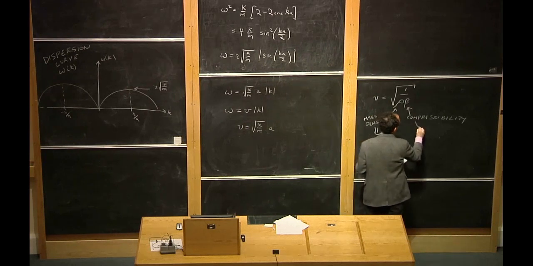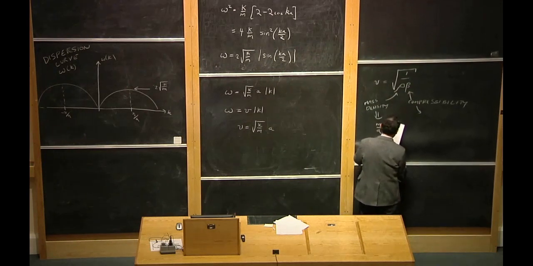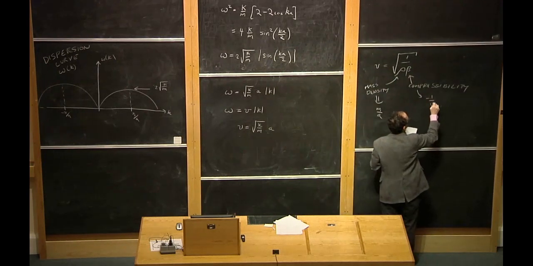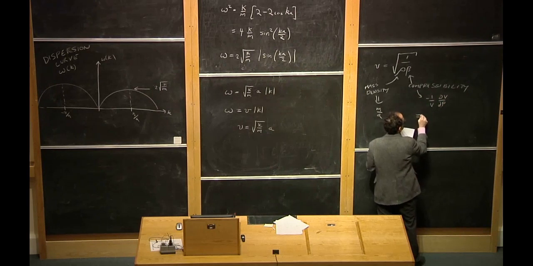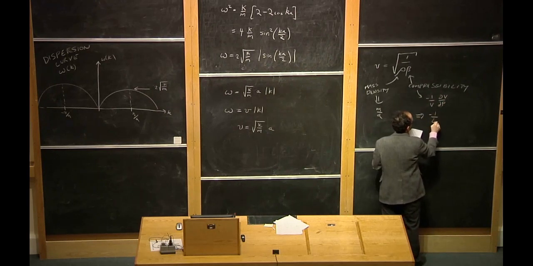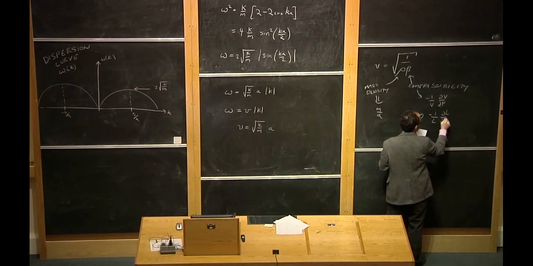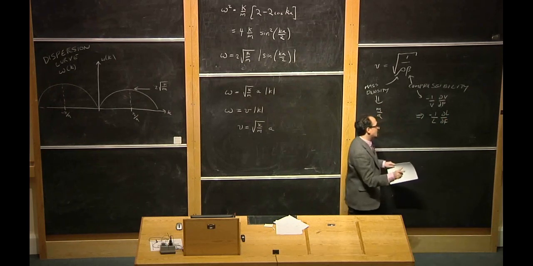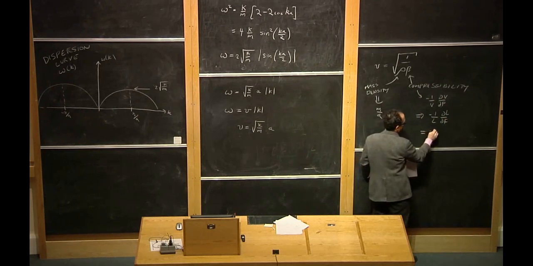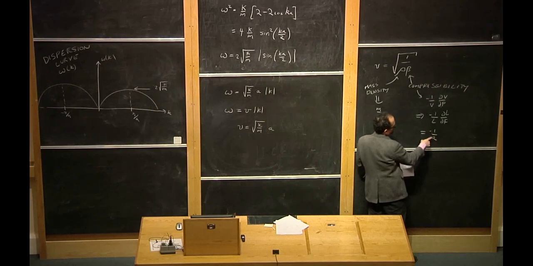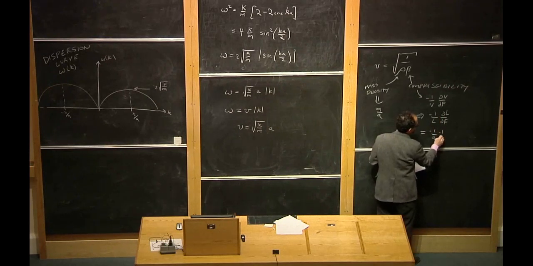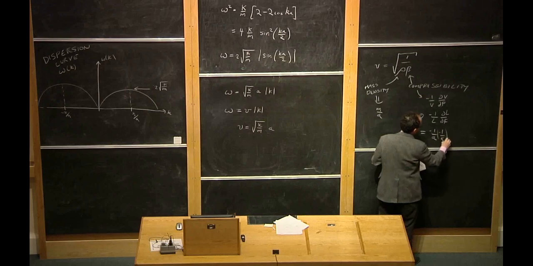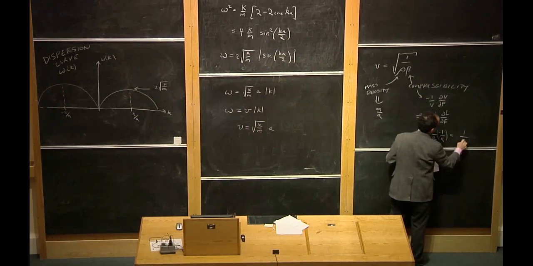And what's the compressibility? Well, first we have to figure out what the definition of compressibility is. It's minus 1 over V, dV over dP, but we're in one dimension, so that gets replaced by minus 1 over length, d length over d force. So if you think about one little piece of the chain, the length is a, and d length over d force from Hooke's law is minus 1 over kappa. So the compressibility is just 1 over kappa a.